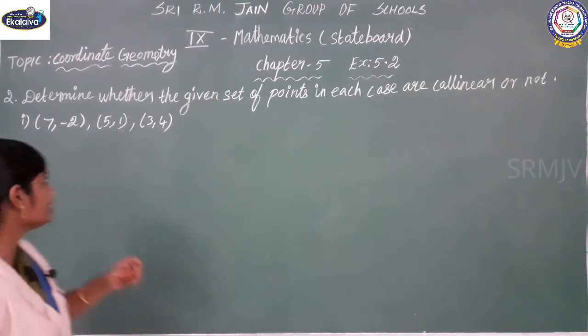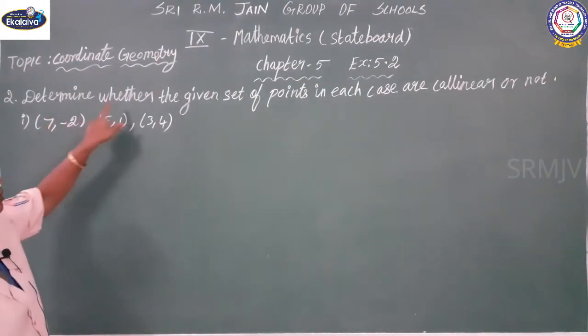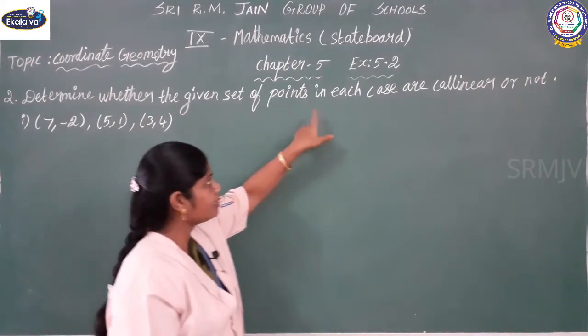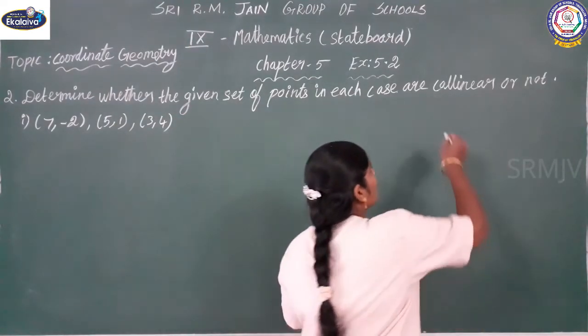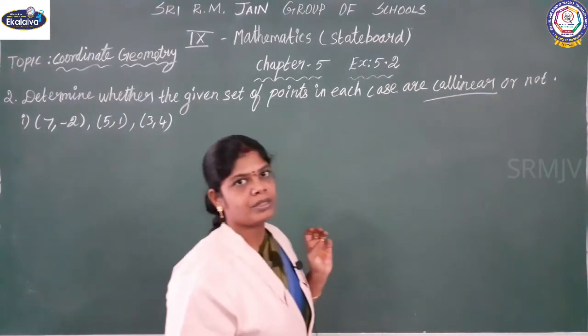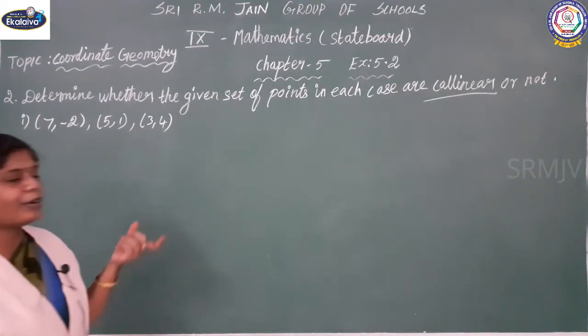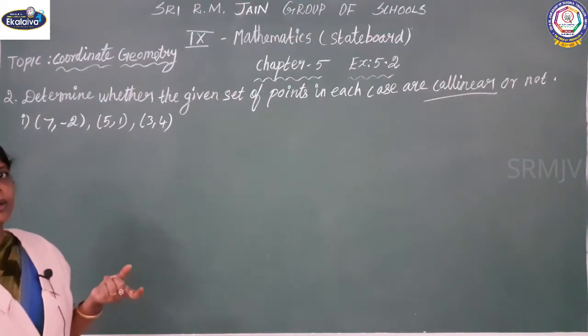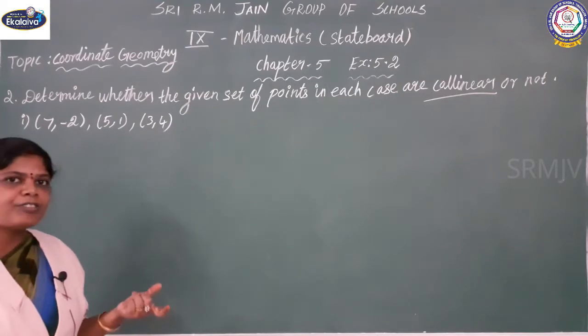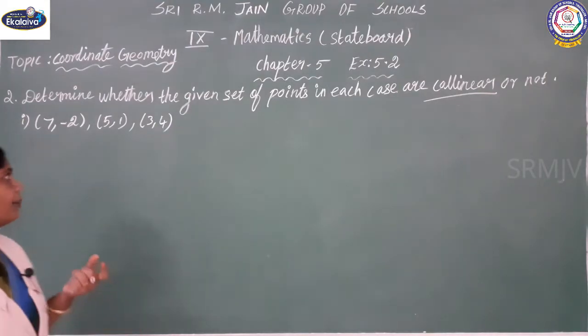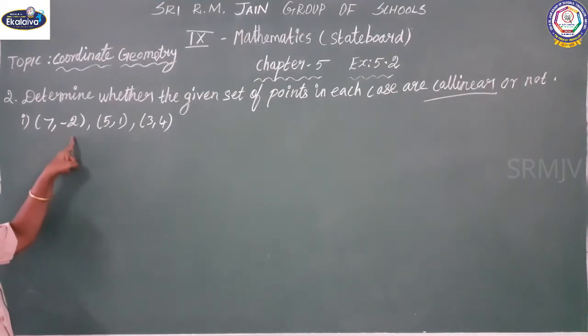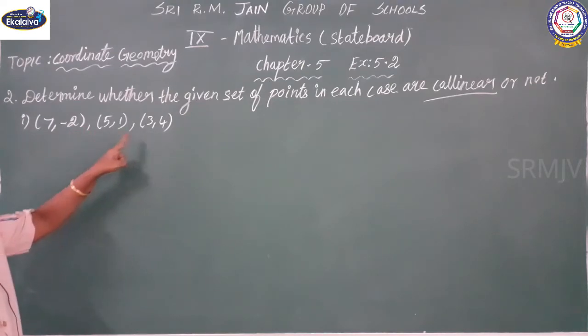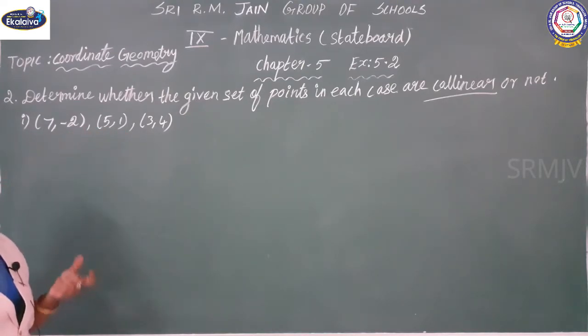See the next question, children. Determine whether the given set of points in each case are collinear or not. So we are going to decide whether the given points are collinear or not. So using the distance formula, we are going to find this. See here, (7, minus 2), (5, 1), (3, 4). 3 points are given here.